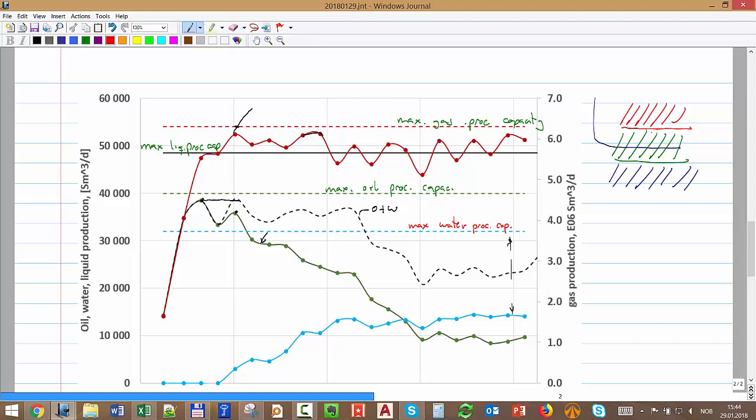We can have breakthrough of gas depending on the permeability. Maybe some part is more permeable than the other. Maybe you designed the completion and the sand was slightly different. So this is very difficult to predict just by a numerical model from the beginning.